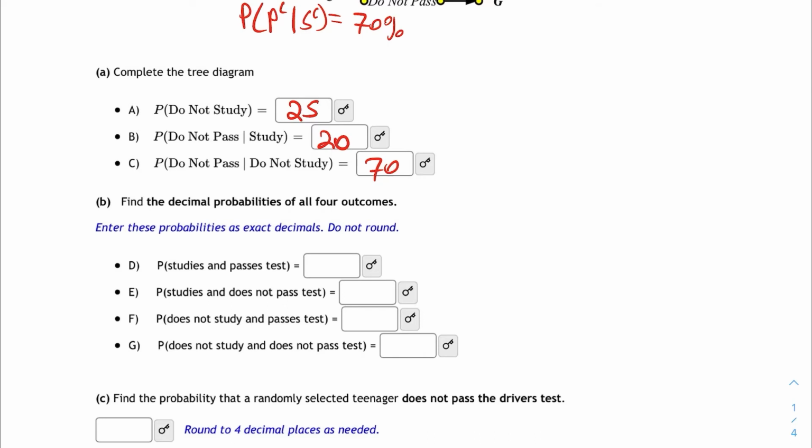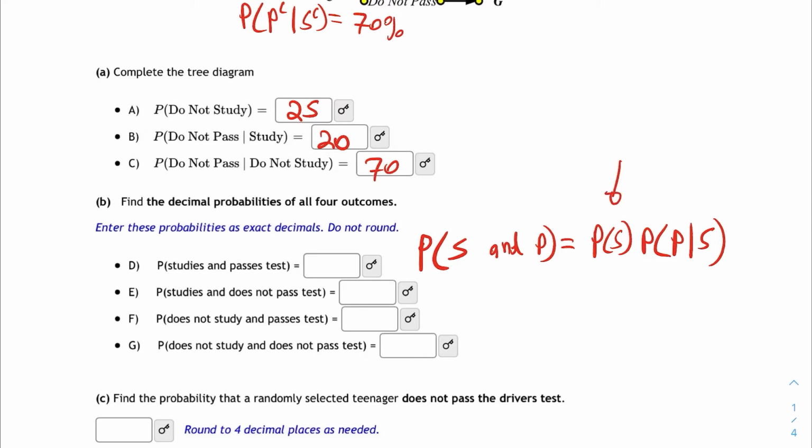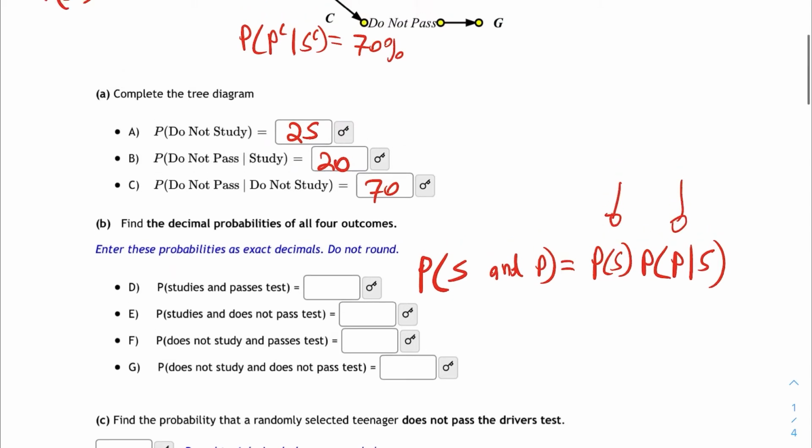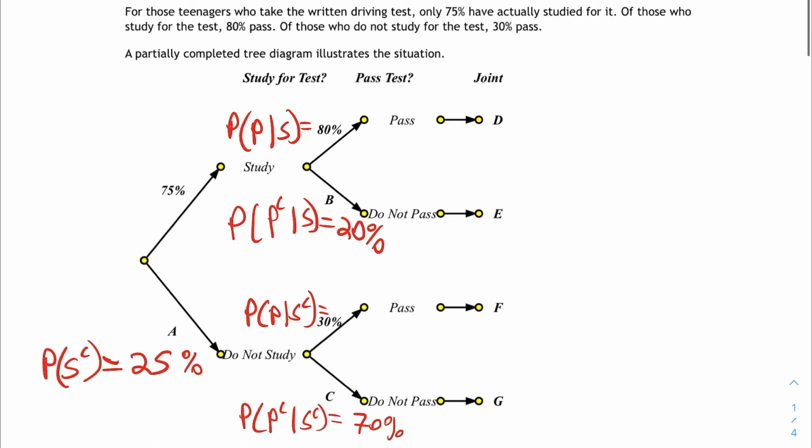So for instance, if we're looking for the probability of studying and passing the test, that's equal to the probability of studying times the probability of passing the test given that you studied. And we have those pieces of information. We have the probability that somebody studied, and we have the probability that they passed given that they studied. Those two pieces of information are right here. This is the probability that one of these teenagers studied. And this is the probability that they passed given that they studied.